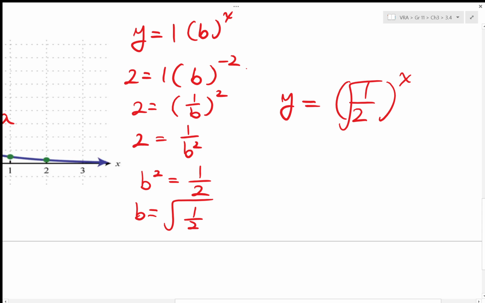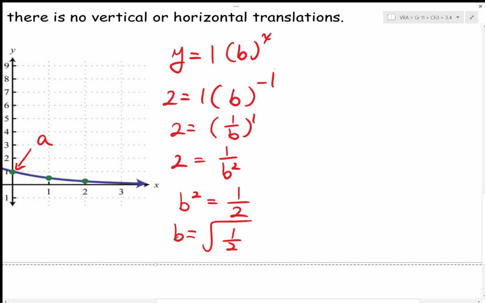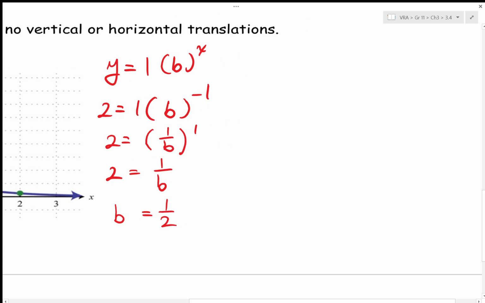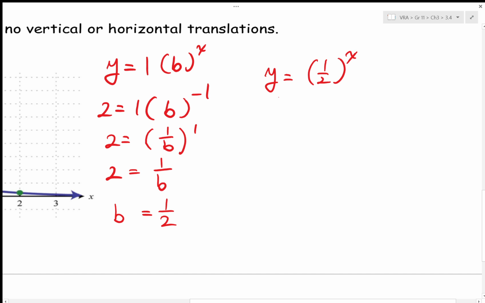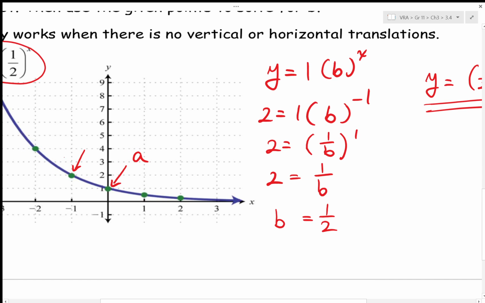Oh, sorry. I made a mistake. It was at -1 comma 2, right? So the exponent is supposed to be -1. So it should be just that. I actually made it overcomplicated. So b is then 1 over 2. So it will say y equals 1 over 2 to the power of x. So it was my mistake, my apology. It was supposed to be -1 comma 2 instead of -2 comma 2, since I chose this point right there.